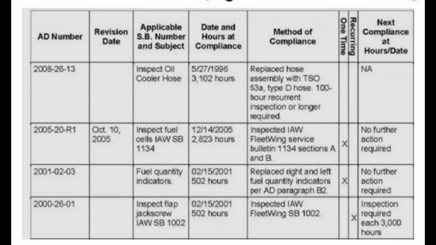Now, you'll see all kinds of interesting things like PCW, which means previously complied with, CW, complied with by, and so on and so on. But there are some ADs that are a one-time inspection, a one-time parts replacement, a one-time whatever it may be. There are a lot of ADs that are not applicable by serial number, by part number, by model number, whatever it may be, and there are some ADs that are recurring.